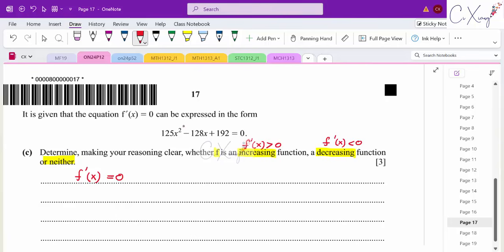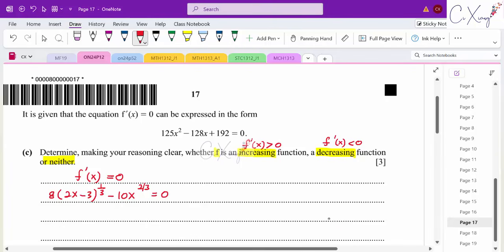How can I get this particular equation? Because my f prime x originally is this one, 8 times (2 minus x) power 1 over 3, minus 10 times x power 2 over 3 equals to 0. Okay, so for this particular expression, it's very hard for me to determine whether it is a positive value or negative value or a mixture of them. So I try to get rid of the cube root first because we're having the cube root here, which is a bit troublesome for us. So what I want to do is I simplify my 8 and 10 first.